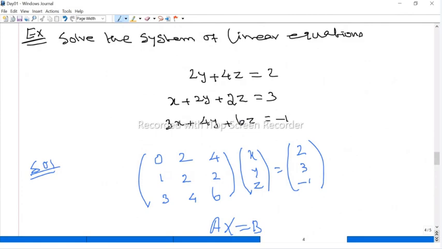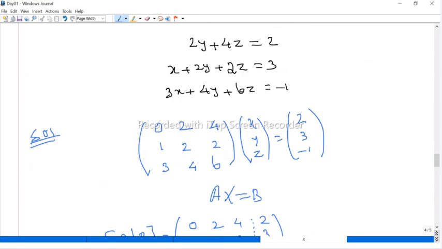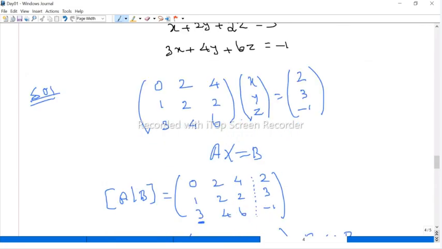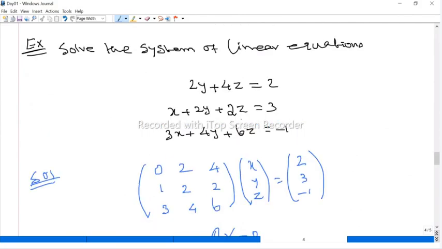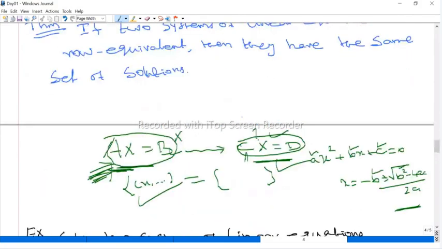Anyway, this is simple. But even if the number of equations is more than the number of variables, we can still use the same procedure. Our aim is to reduce the given system into a smaller system and then solve it by either back substitution or forward substitution. That solution is the solution of the given system. That is what the theorem says: if two systems are row equivalent, they have the same set of solutions.